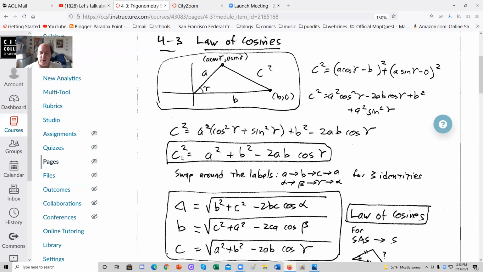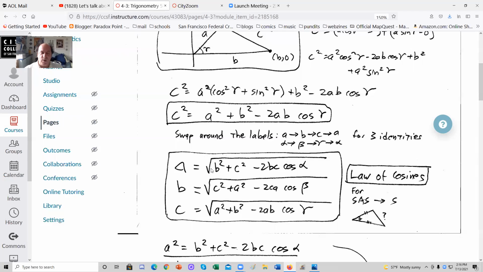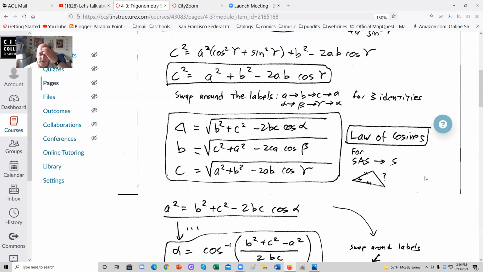This is part of the law of cosines. We can take a square root, and it's c equals the root of a squared plus b squared minus 2ab cos gamma. Now, if we swap around the labels, we get two other identities. Change a to b to c to a, alpha to beta to gamma to alpha. If you do that, you get a equals root of b squared plus c squared minus 2bc cos alpha, and b equals root of c squared plus a squared minus 2ca cos beta. The general rule is that a side equals the square root of the sum of squares of the other two sides minus twice their product times the cosine of the angle opposite the side. And this solves side angle side problems. Given two sides and the angle between them, we get the third side.